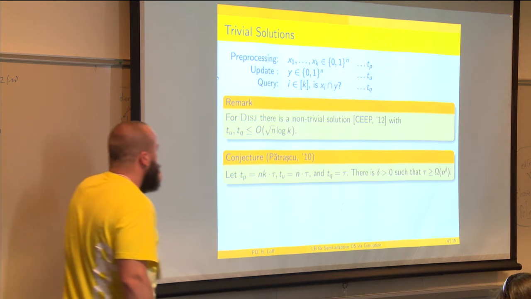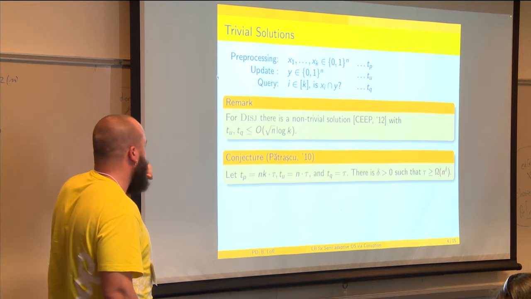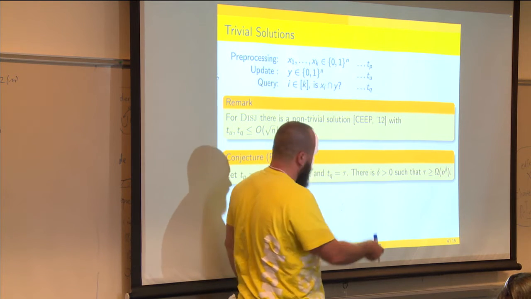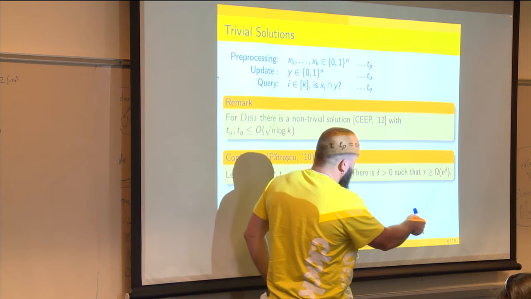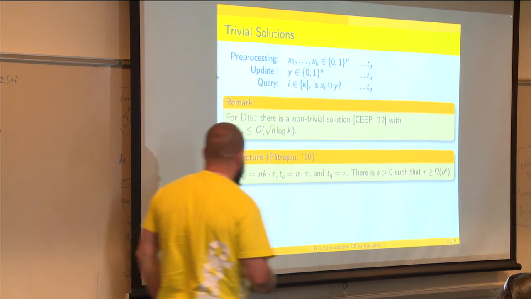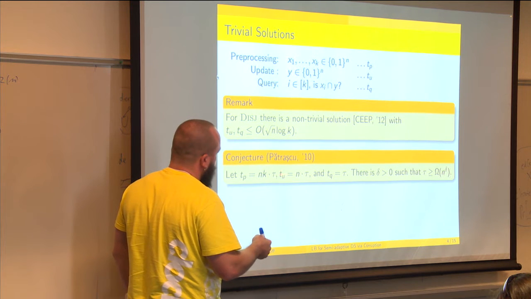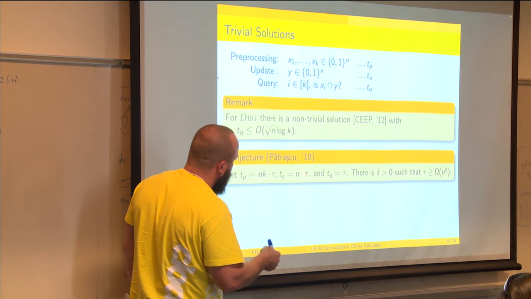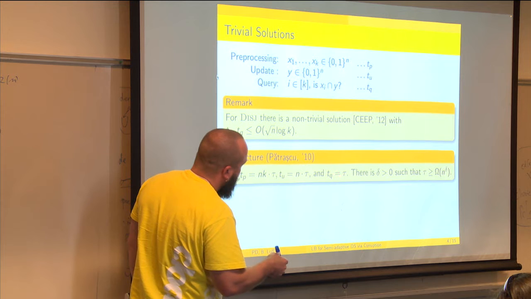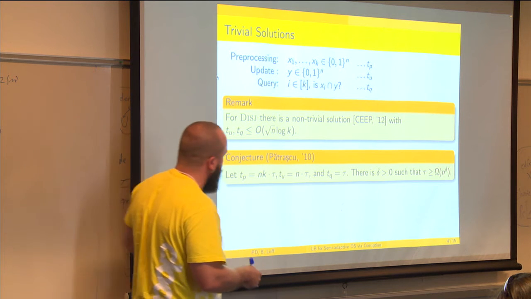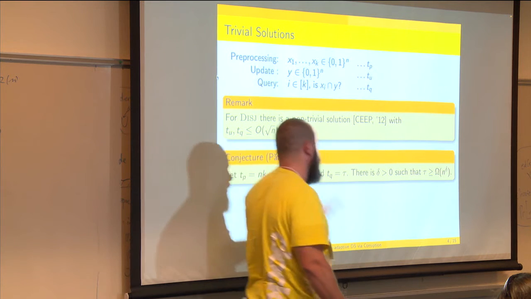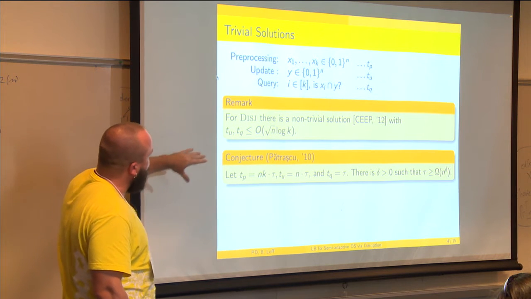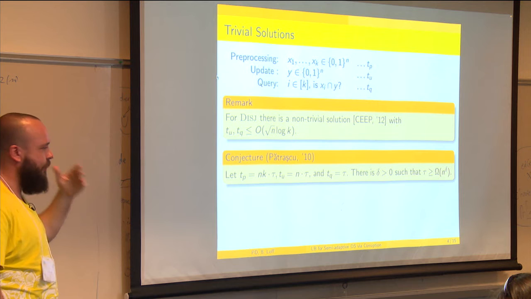Patrascu conjectured that there is some delta, or some tau bigger than n to the delta, such that update time is n to the delta and query time is at least tau, which means that basically you need at least n to the delta time to process one bit. So he conjectured that this is the hard problem for dynamic data structures.